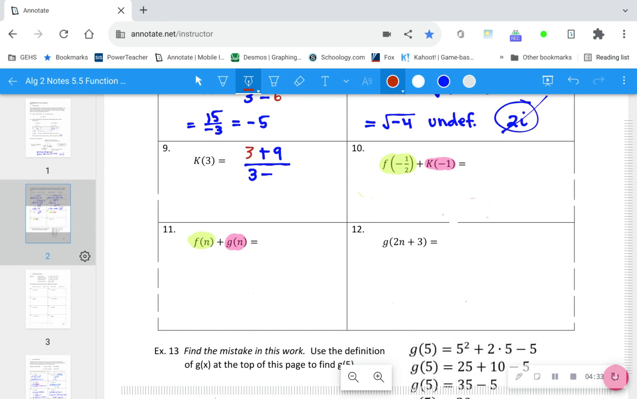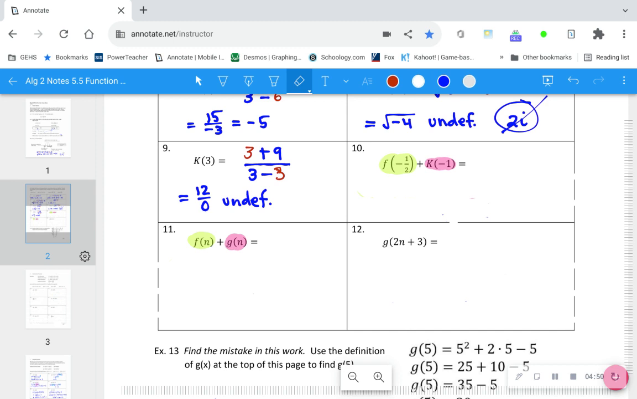And so 3 plus 9 is what that'll be. And then on the bottom, it subtracts it from 3. And we're going to run into some trouble here. You'll see in a minute what I'm talking about. You get 0 on the bottom, and that's undefined.